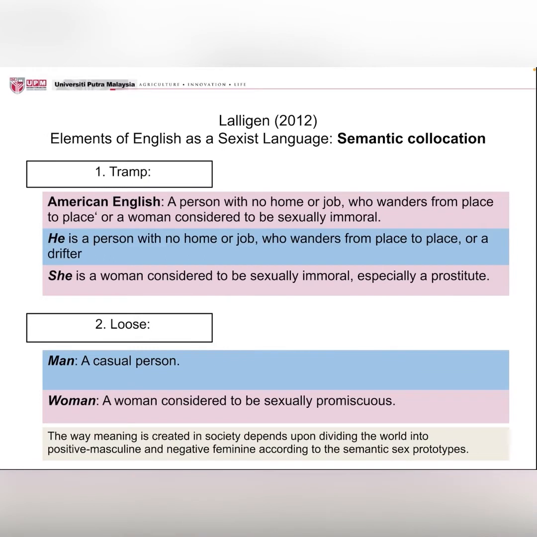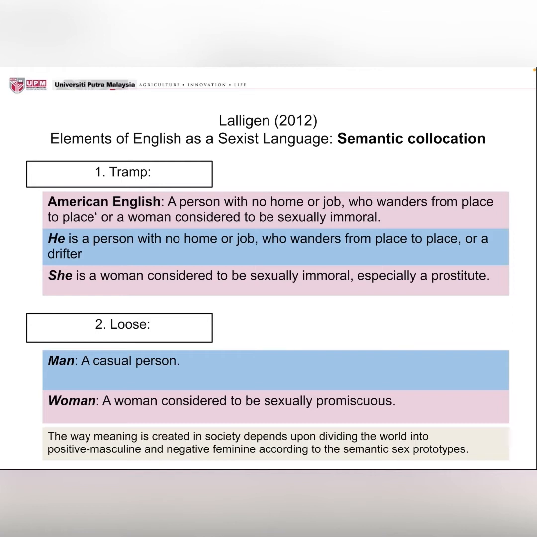First, semantic collocation. We can see that a single word is distinguished into two genders, male and female. For example, the word tramp. For male, this word can be used for a person with no home or job who wanders from place to place, or a drifter. But for women, tramp is used for a woman considered to be sexually immoral.